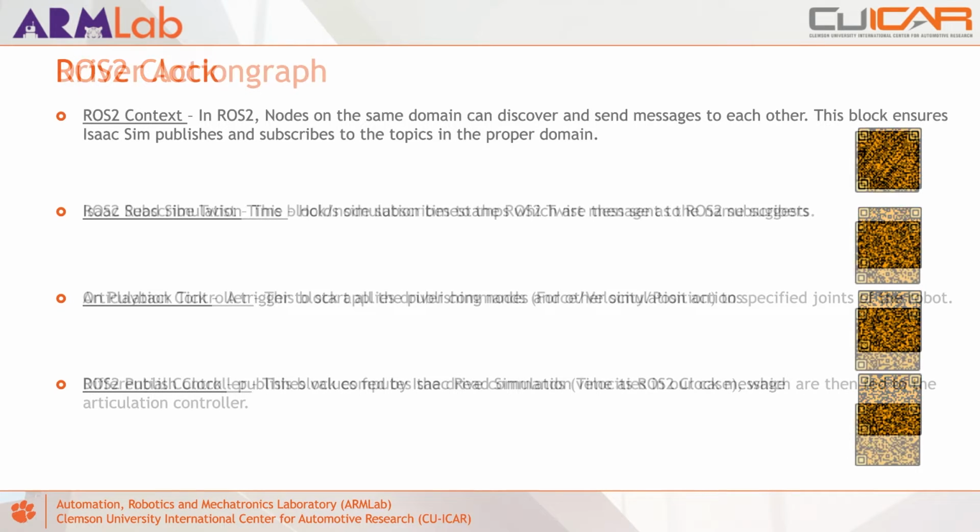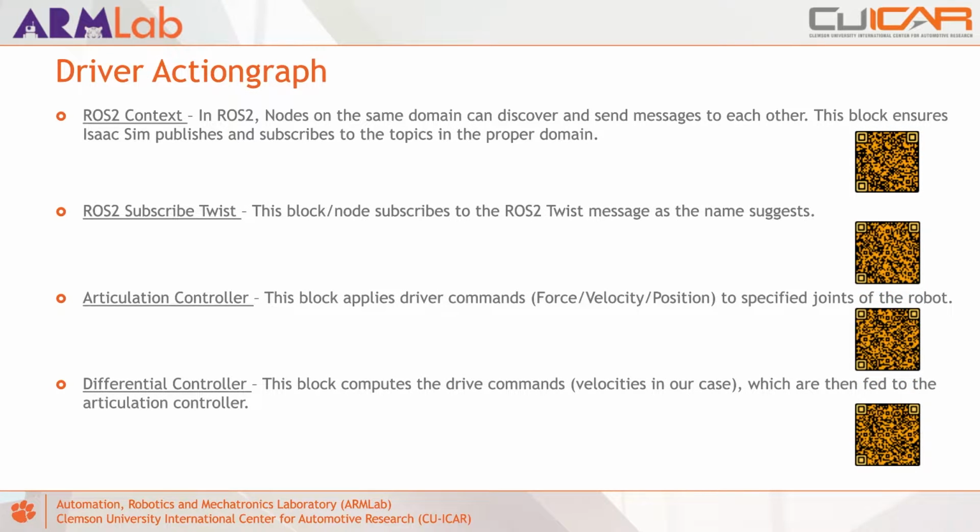The next action graph is driver action graph. You can name your action graph anything you would like. Driver action graph is something that I call it. It basically means it's an action graph that helps move my robot in the Isaac Sim environment. Now to do this, I need four main blocks. One is ROS2 context, then ROS2 subscribe twist, articulation controller, and differential controller.